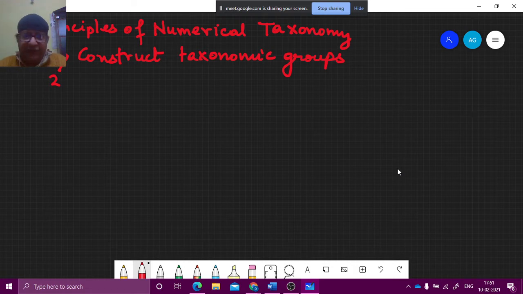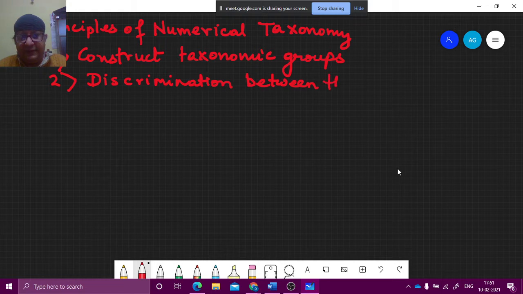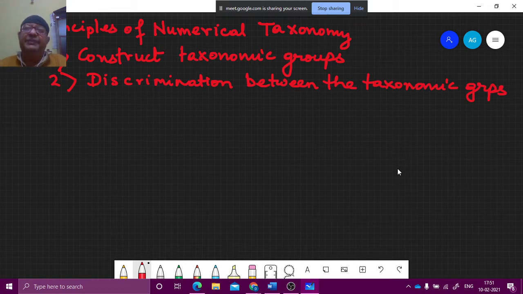And next, after you construct this, the next thing is discrimination between the taxonomic groups. That is, you find out whether these individuals have differences. First you find out the similarities and make them into groups, then you find out the dissimilarities, and on the basis of them you do the discrimination. And now we will talk about the rules. Sneath and Sokal laid down certain rules of numerical taxonomy, or phenetics.